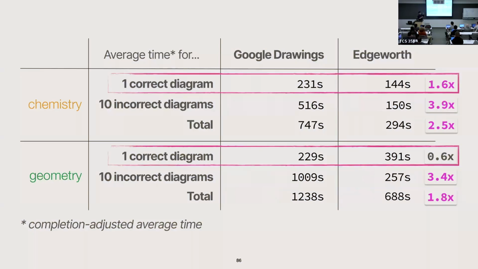Quite notably, you will see that participants are actually faster when using Penrose to write the first correct diagram in chemistry, but they're slower in geometry. This is likely due to the domain programs, because geometry is a much more complex domain, and Substance is a bit harder to write.